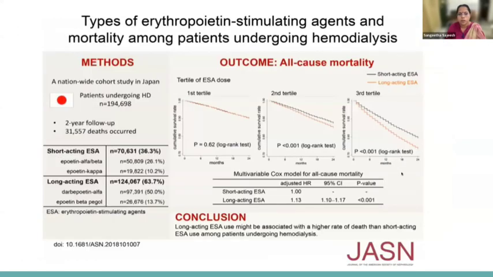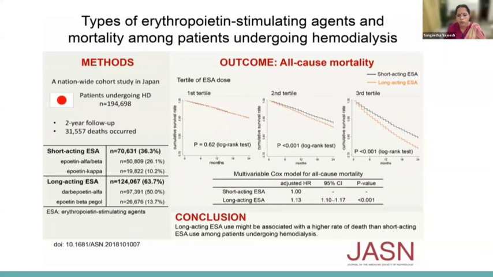This is another study published in the Journal of the American Society of Nephrology, on the type of erythropoietin stimulating agents and mortality among patients undergoing hemodialysis. It is a large, nationwide cohort study in Japan, with around 2 lakh patients. It was a 2-year follow-up between short-acting ESAs and long-acting ESAs. Here short-acting ESAs means epoetin alpha and beta, and long-acting means darbepoetin and epoetin beta.